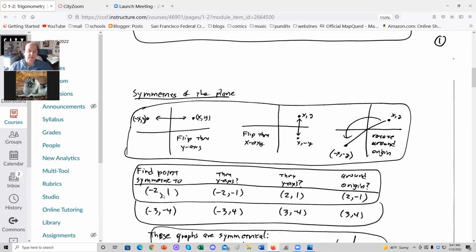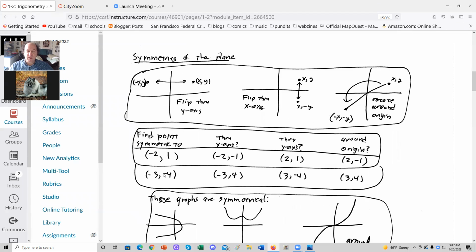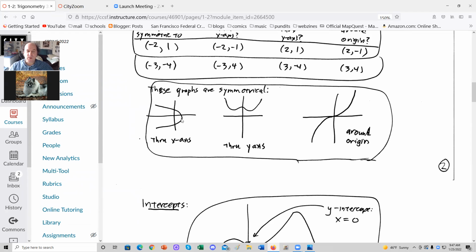So here are some examples. Here's a point negative 2 by 1. Symmetric to it through the x-axis is negative 2 by negative 1, because you changed the y value. Through the y-axis, you change the x value: 2 by 1. Through the origin, you change both: 2 by negative 1. Here's similar stuff for negative 3 by negative 4, 3 points. This is symmetrical through the x-axis: if x by y is on the graph, then x by negative y is on the graph. This is symmetrical through the y-axis: if x by y is on the graph, then negative x by y is also on the graph. Here's a graph symmetrical around the origin: if x by y is on the graph, so is negative x by negative y.